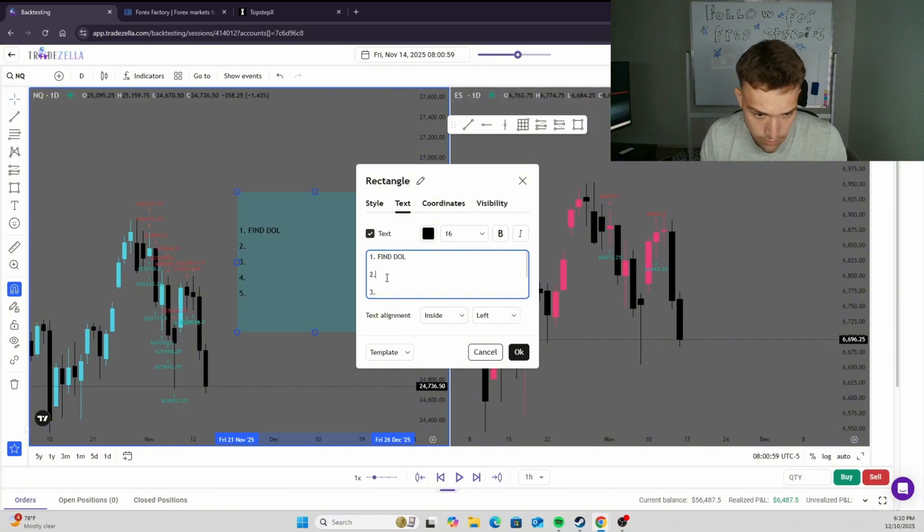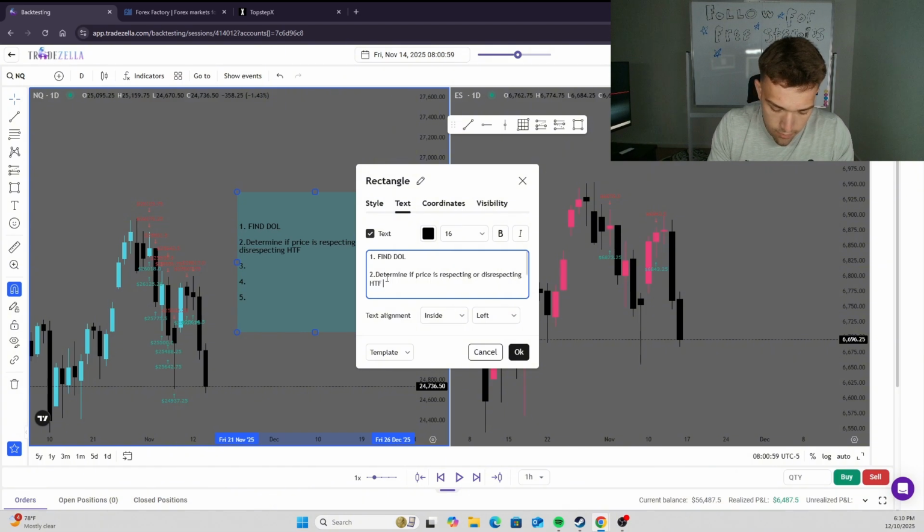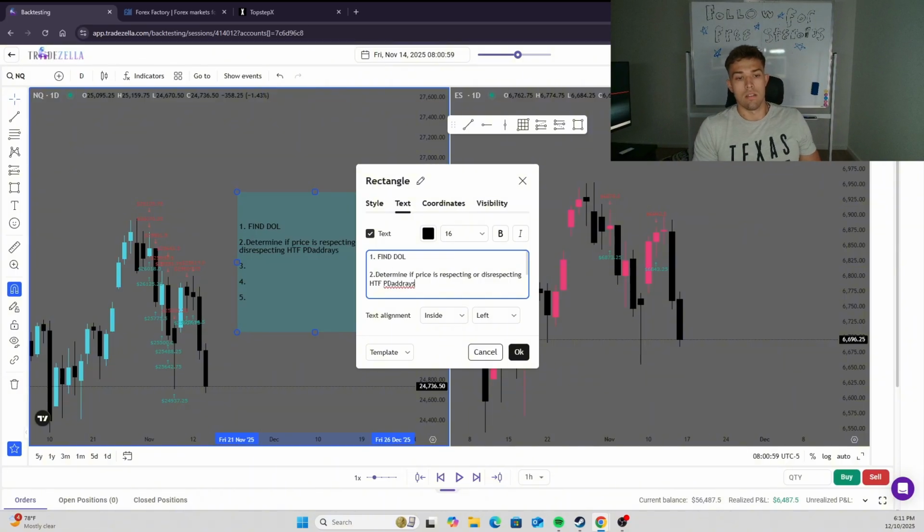Number two, determine if price is respecting or disrespecting higher time frame PD arrays. So what does that mean? Determine if price is respecting or disrespecting higher time frame PD arrays.